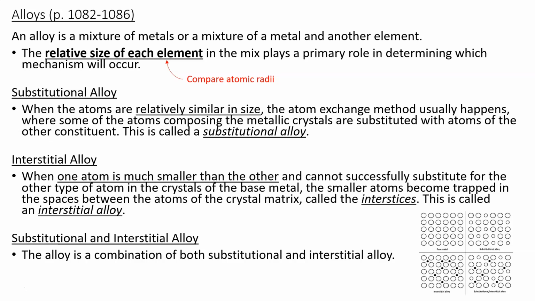Substitutional and interstitial alloy is when we have a little bit of both. That's a combination of both substitutional and interstitial alloys. So if you've got more than two elements, it's possible that you would have a combination where some of the metals are just being substituted, and some of them are fitting in those little spaces between, and we call that an interstitial alloy.